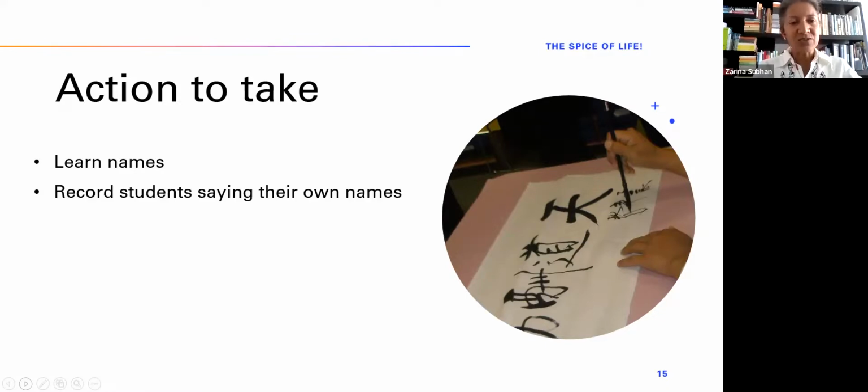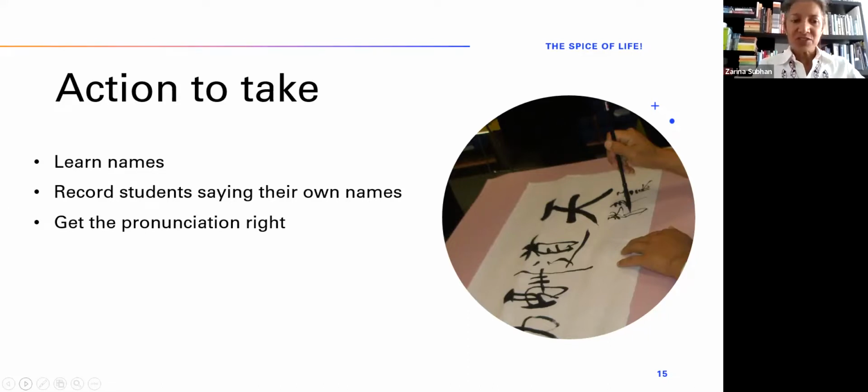One way you can do that is record students saying their own names. So you can listen to how they say it, and then you could record yourself saying their name and just see, am I getting anywhere near how they want me to say it? So get the pronunciation right. It can really build bridges in terms of getting that rapport and making that connection with students, especially if you're online.